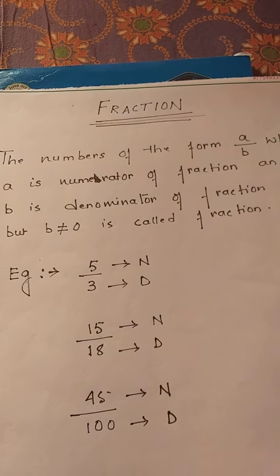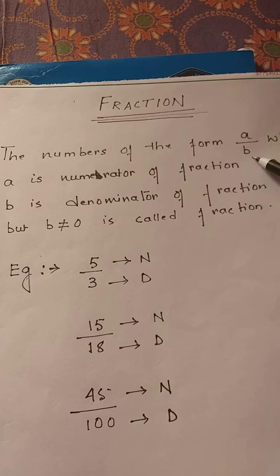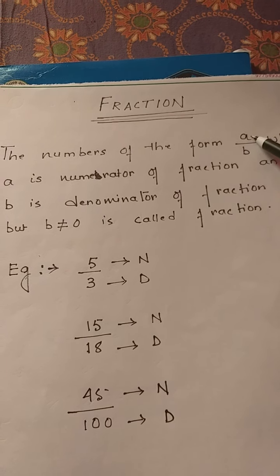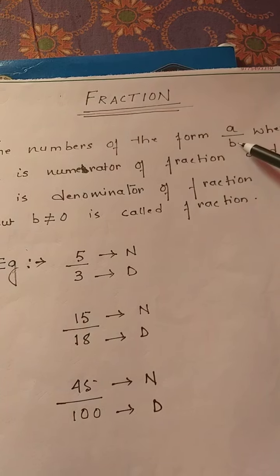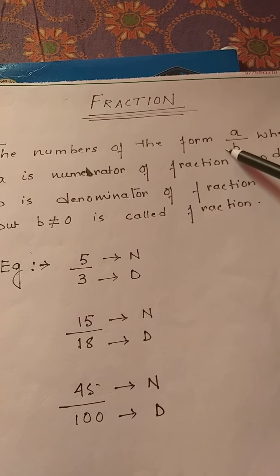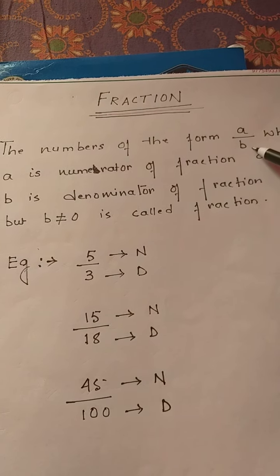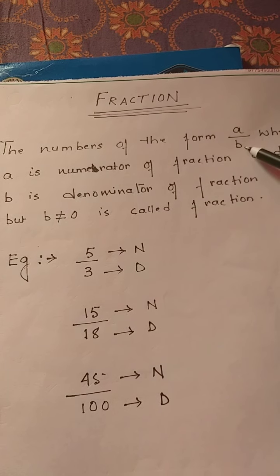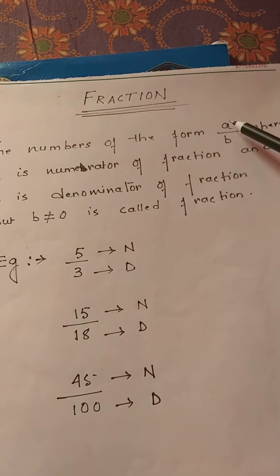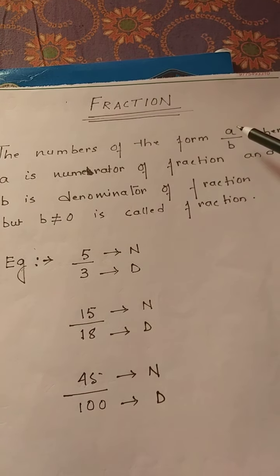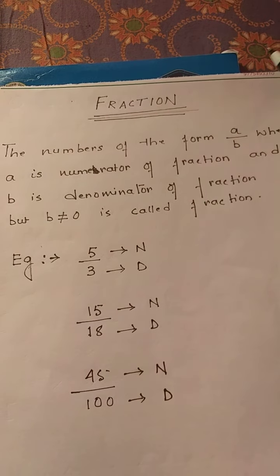Anything in the form of a by b, where a is called the numerator, b is called the denominator, and b should not be equal to 0. This is the only restriction that you have to maintain. So this form, that is a by b, will be termed or defined as a fraction.